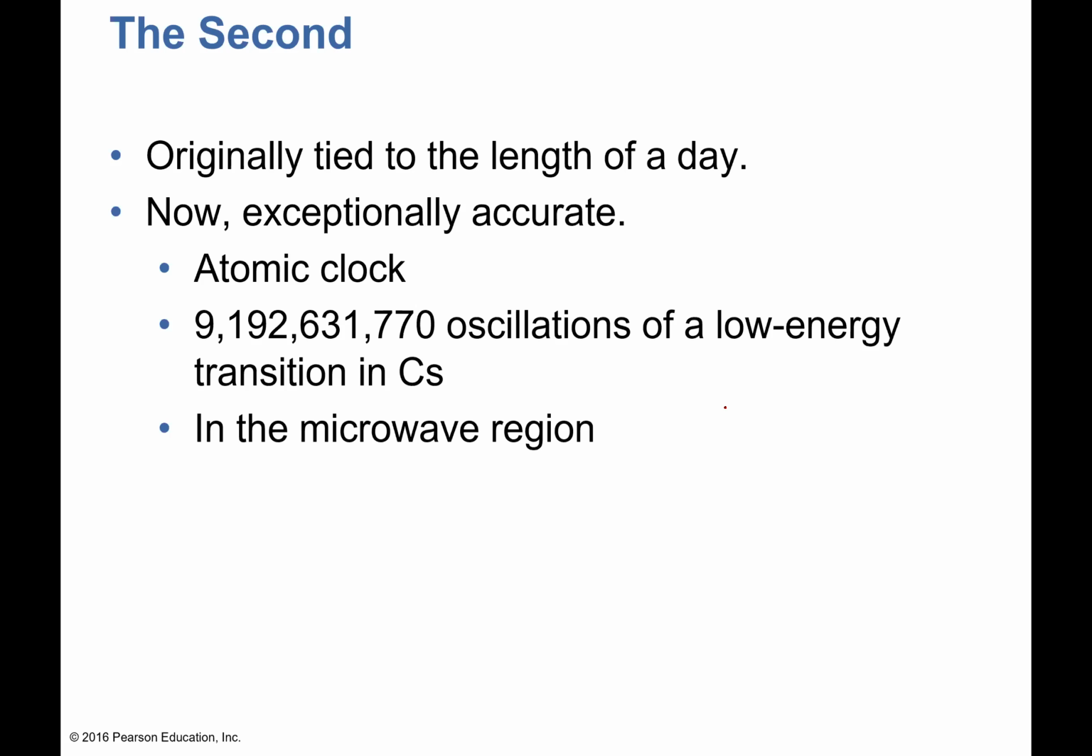That means whenever this atom vibrates 9,192,631,770 times, this many oscillations is done in one second of time. Whenever we measure this many oscillations, the clock can tick one time. So that's how we define one second. Obviously, you don't have to remember this number, but at least try to remember how we define one second.